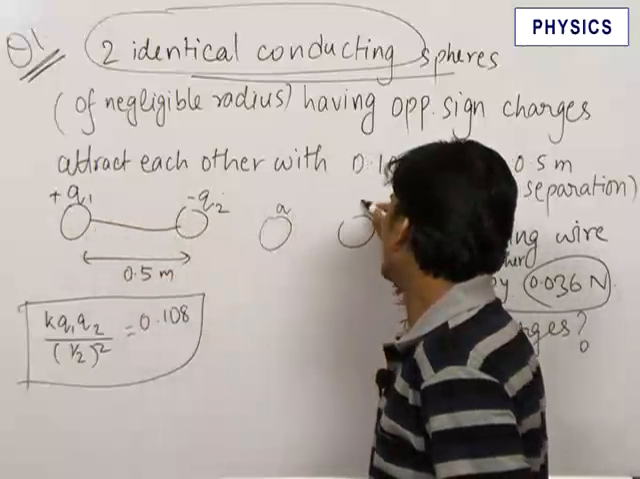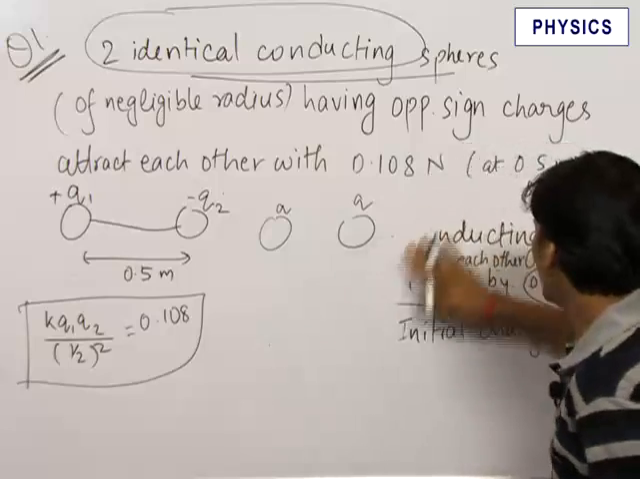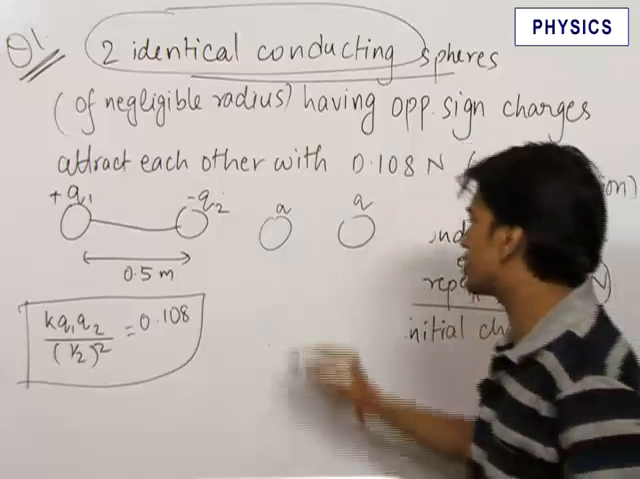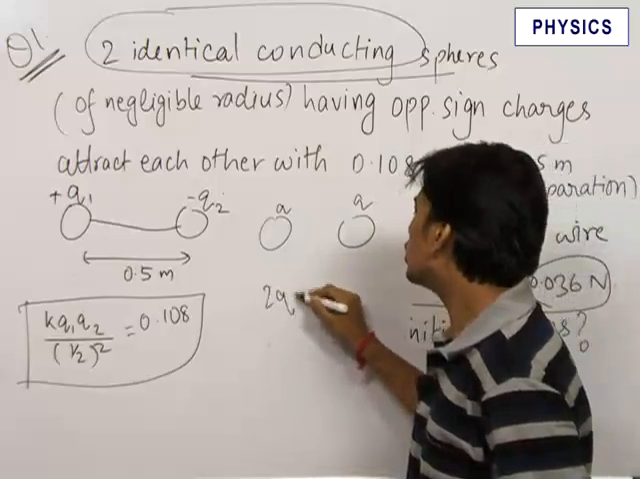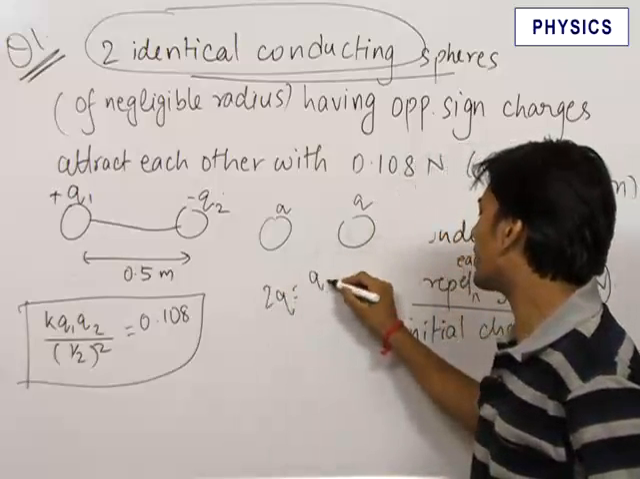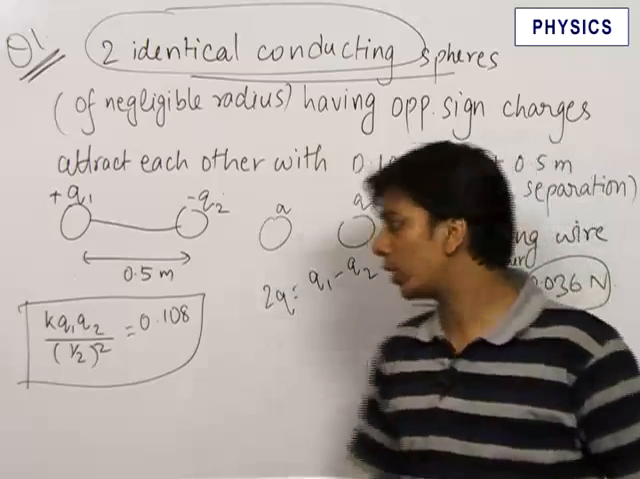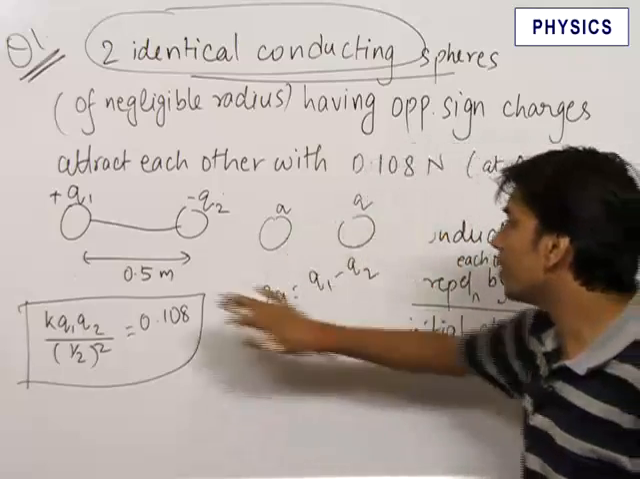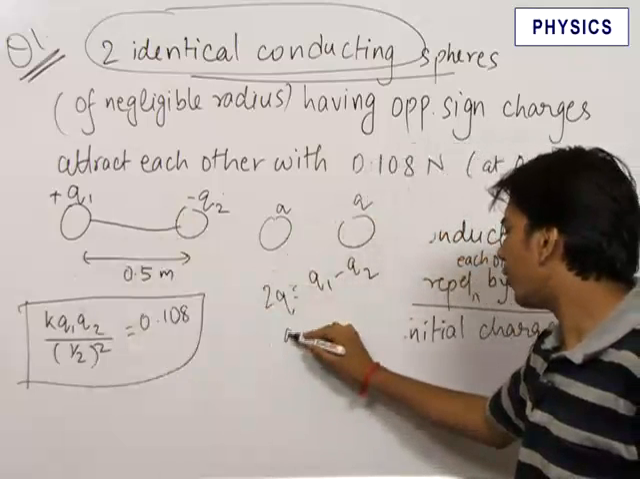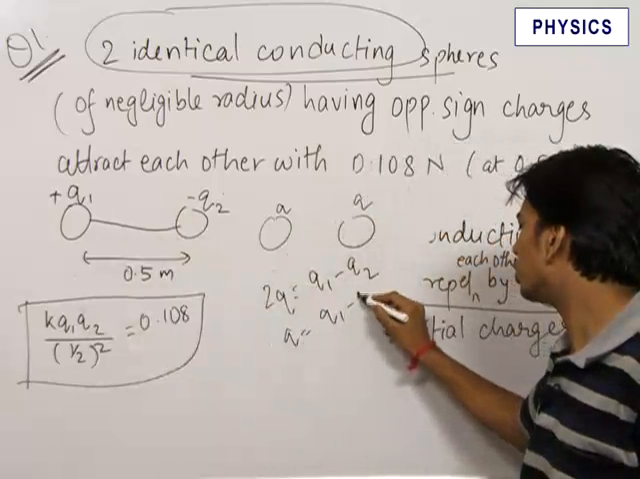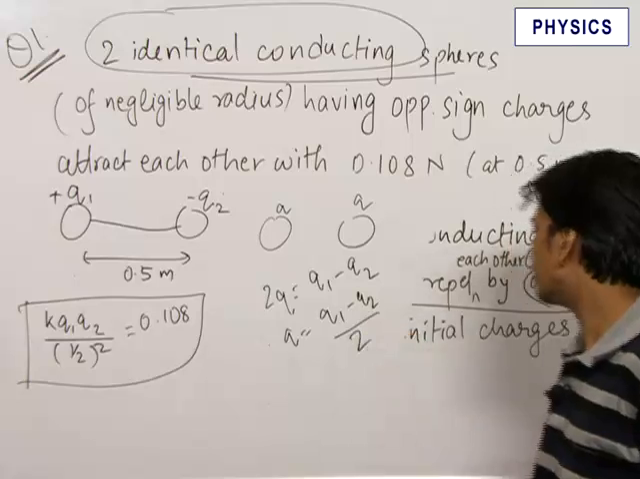Let the final charge be q. Now we know that by the principle of charge conservation, 2q will be equal to q1 minus q2. Since the charge cannot be created nor be destroyed, therefore the total charge finally will be equal to the total charge initially. Therefore we get q is equal to q1 minus q2 upon 2.